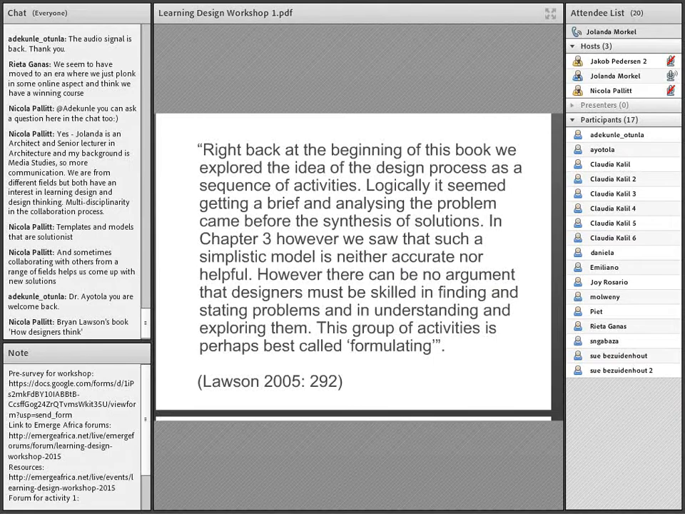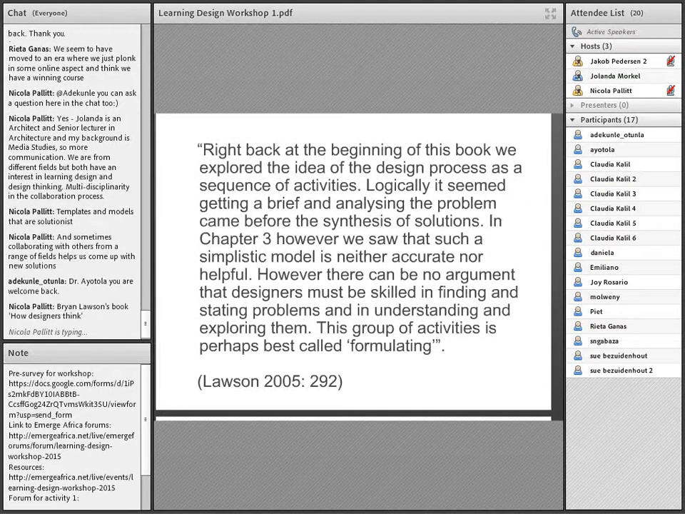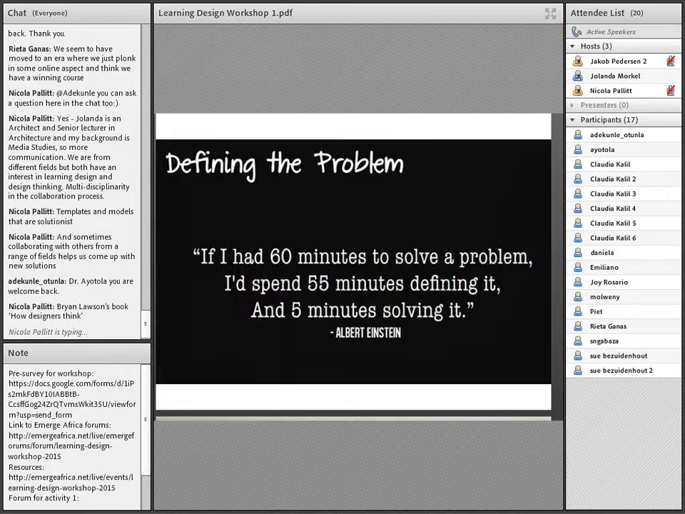Lawson talks a lot about the fact that designers must dwell on the problem and not rush to solutions. He's saying that designers must be skilled in finding and stating problems and in understanding and exploring them. And this is often the stage that we totally neglect because we want to rush to solutions and we want to make things and we want to move on.